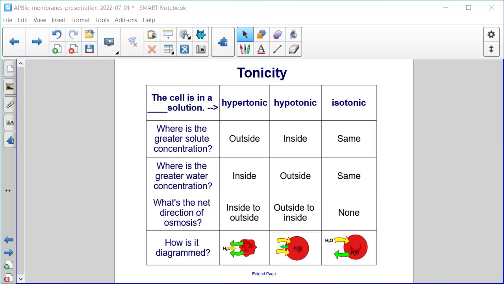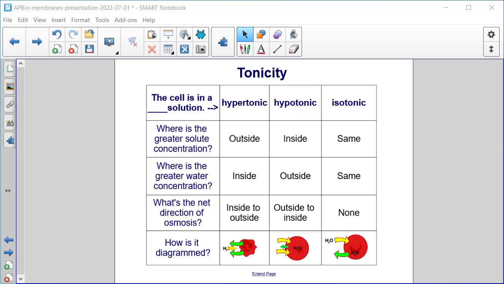So if the cell is in a solution that is hypertonic, that means that the greater solute concentration is outside and the greater water concentration is inside. The net direction then will be from the inside out, and you can see diagrammed here by these green arrows. The net flow of water is from the inside out. There is water that moves in, right? Because we've got this dynamic flow of water in both directions, but the net flow will be from the inside out. And when that happens, it can cause the cell to shrivel.